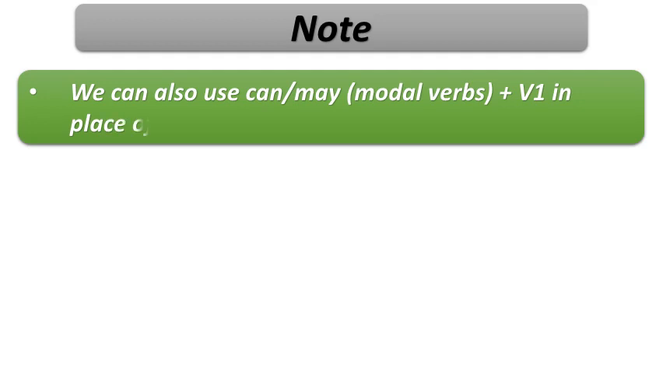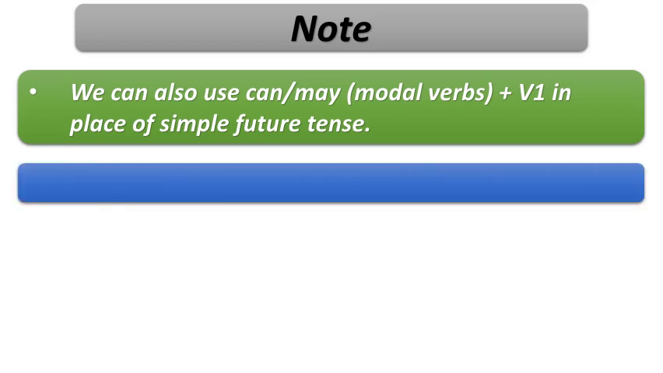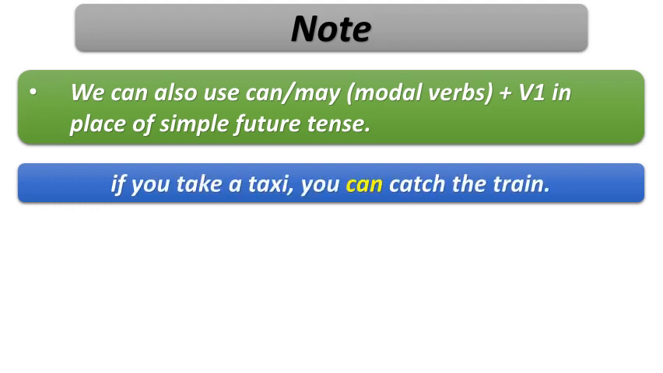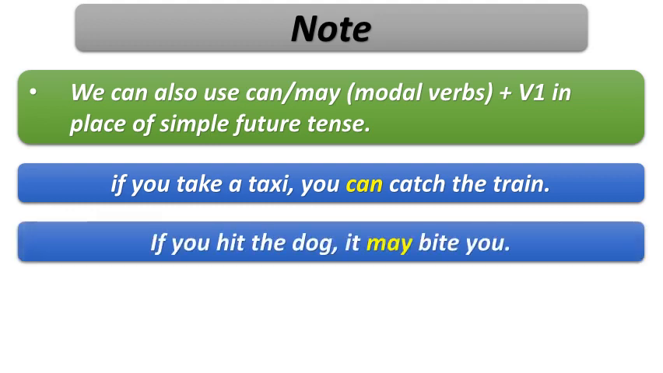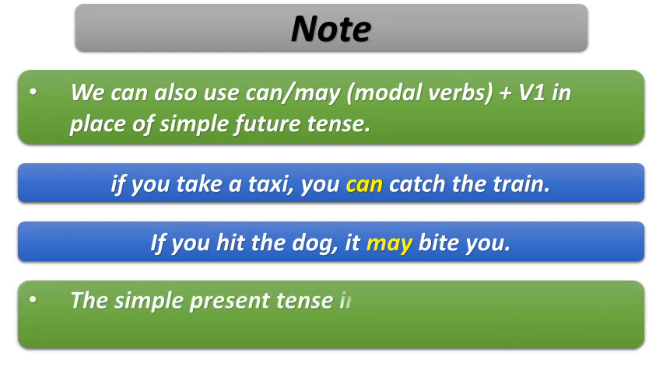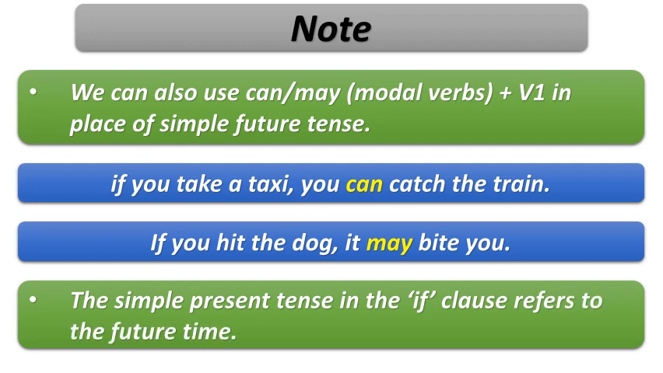Note one thing. We can also use can, may or modal verbs plus first form of the verb in place of simple future tense in type 1 conditional sentences. To clarify it, let's see some examples. If you take a taxi, you can catch the train. If you hit the dog, it may bite you. The simple present tense in the if clause refers to the future time, not to the present time.